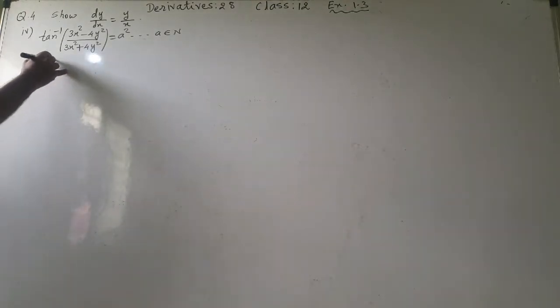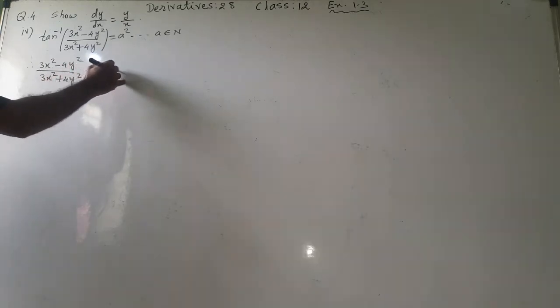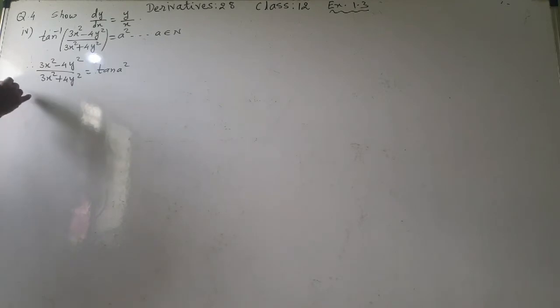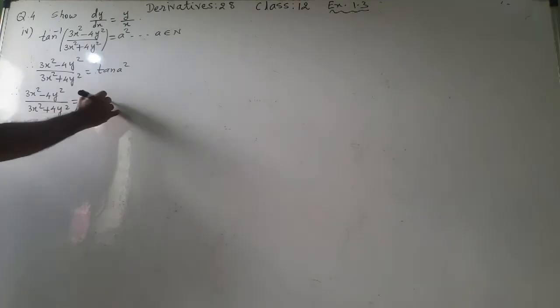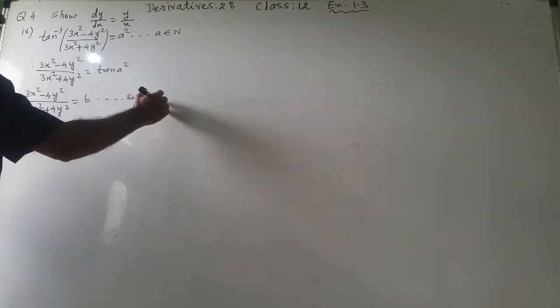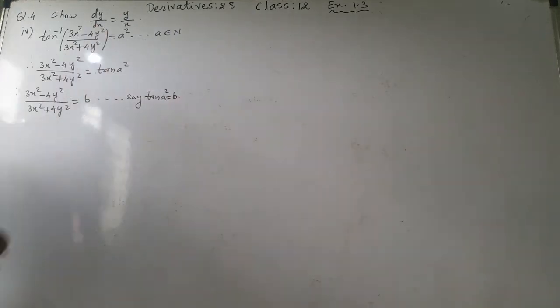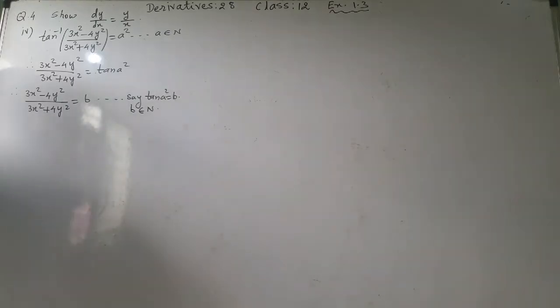Therefore 3x square minus 4y square upon 3x square plus 4y square is equal to tan of a square. Therefore 3x square minus 4y square upon 3x square plus 4y square is equal to b. Say tan of a square is equal to b. Because this is constant, b is also constant, and b belongs to n. This way we are writing.